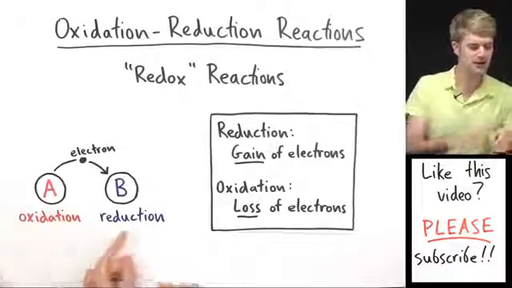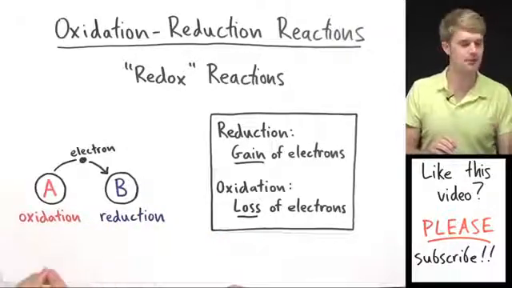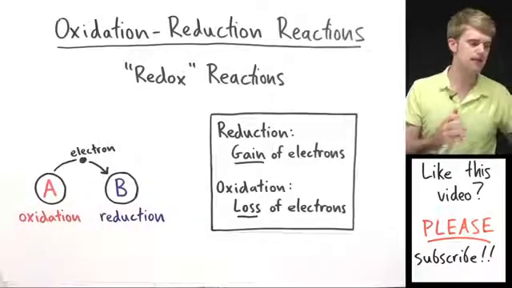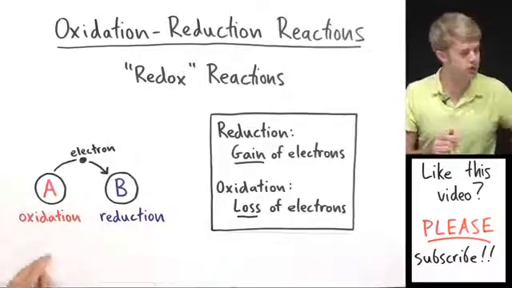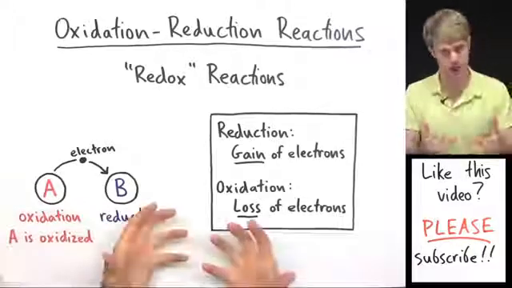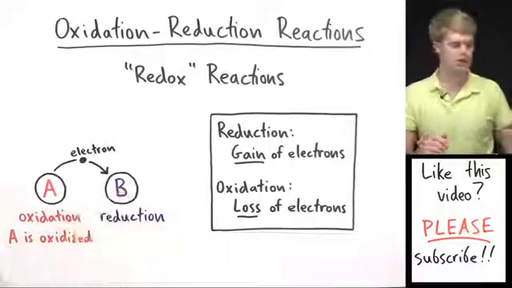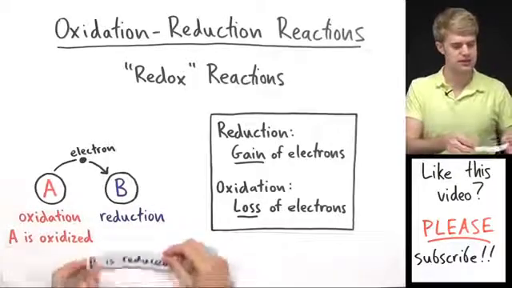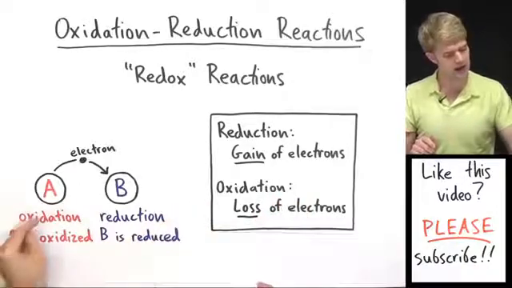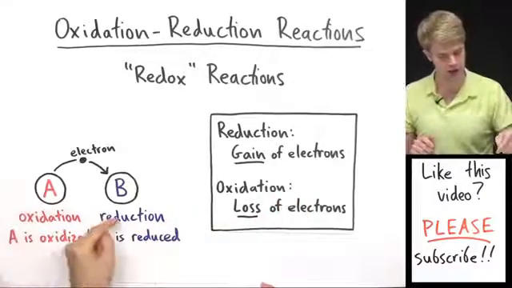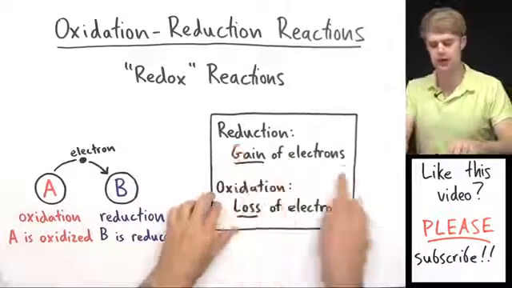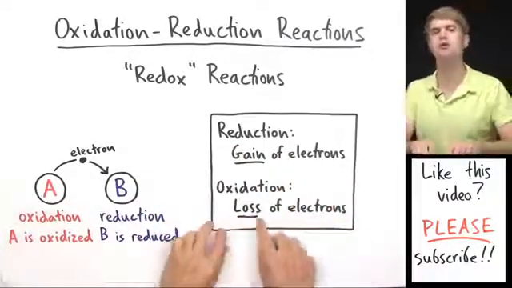Now, we can modify these words slightly to come up with terms we use to describe what's happening to the atoms. Atom A is undergoing oxidation, so we can say that atom A is being oxidized. Atom B is undergoing reduction, so we can say that atom B is being reduced. So we got oxidation, oxidized, reduction, reduced. The big picture here is that reduction is a gain of electrons and oxidation is a loss.